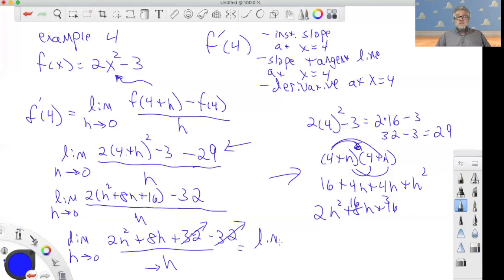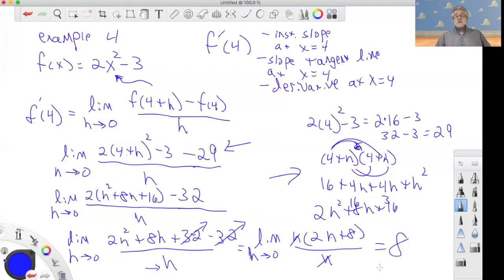So we get the limit as h goes to 0. I can factor an h out of the top, and I'll get 2h plus 8, right? All over h. And these are going to cancel. Now I've gotten rid of my troublesome denominator. I can plug h equal to 0 into my function. So I'll plug h equal to 0. 2 times 0 is 0, plus 8 is 8.